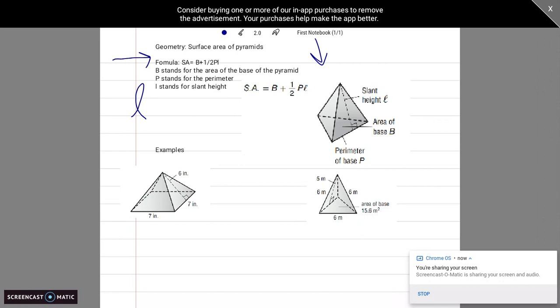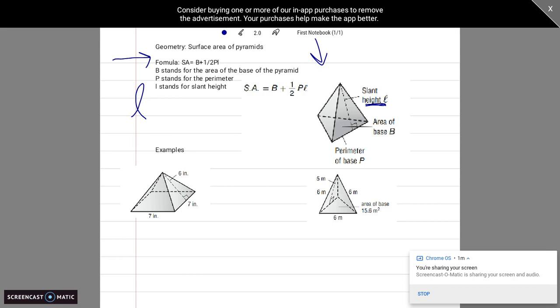So if you look at the diagram here, the slant height is on the face of the pyramid. If you have a height that goes directly down from the top of the pyramid to the base, that is not a slant height. That is just a height. It has to be on that diagonal.